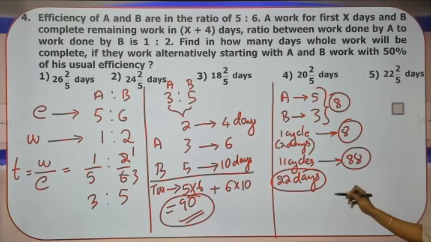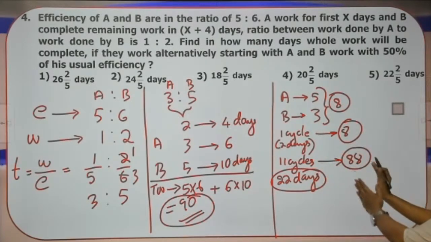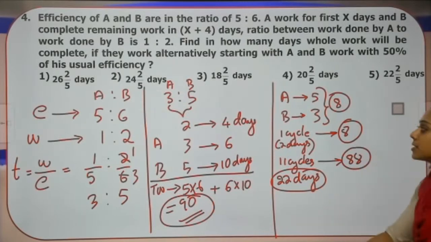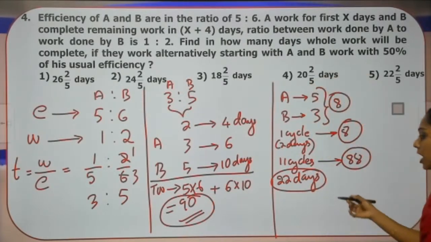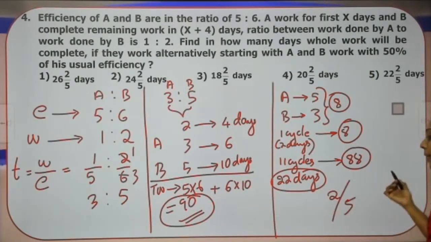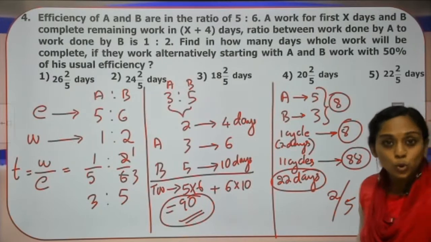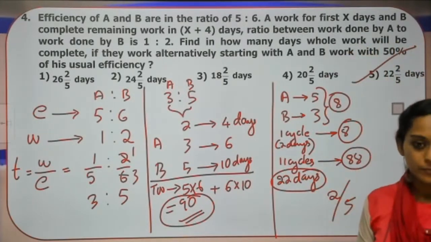Okay, so for that 2 more work, on the 23rd day, who is coming? The cycle is completed here. In 22 days 11 cycles are completed. So the next cycle will be started by A with what efficiency? 5 efficiency. But we need only 2 work. So for how many days does he have to work? 2/5 of the day. So what is the total time? 22 days plus 2/5. So our answer is 22 2/5, that is option 5.